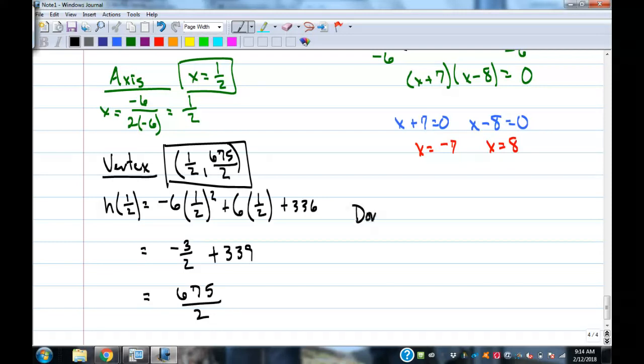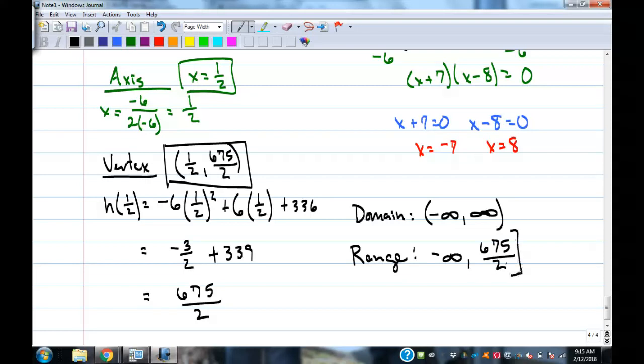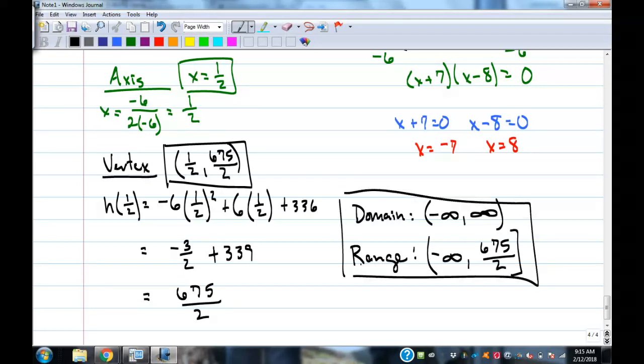Okay, what's our domain? All real numbers, negative infinity to positive infinity. Nothing changed about that. What's our range? Is it 675 over 2 to positive infinity, or negative infinity to 675 over 2? Because which way does this thing open? Down, because of the negative 6 in the front. There's a domain and range of that.